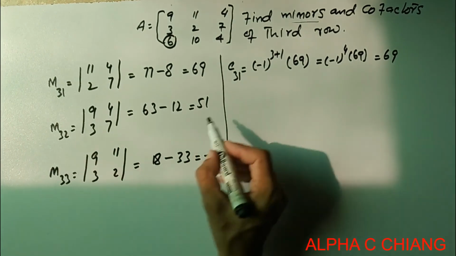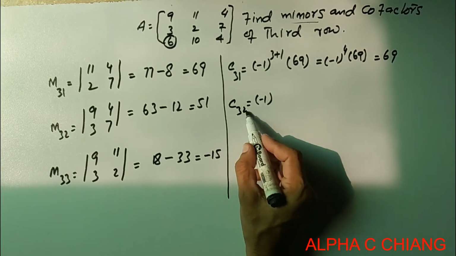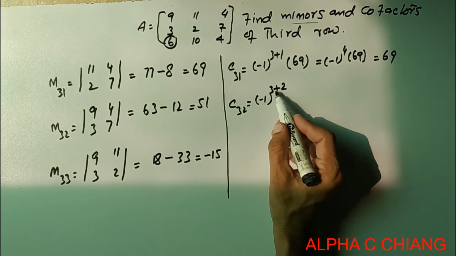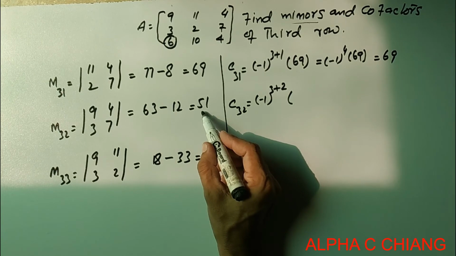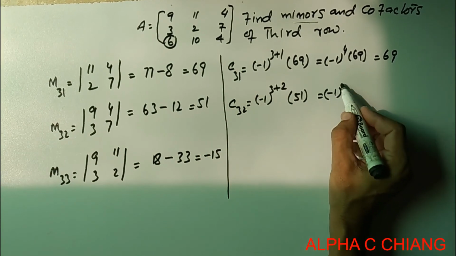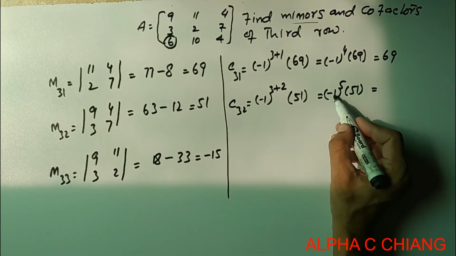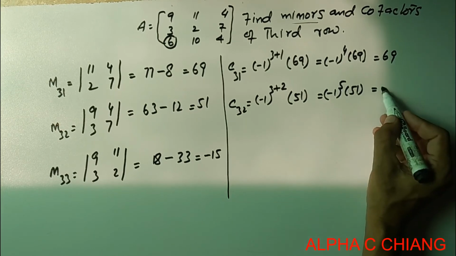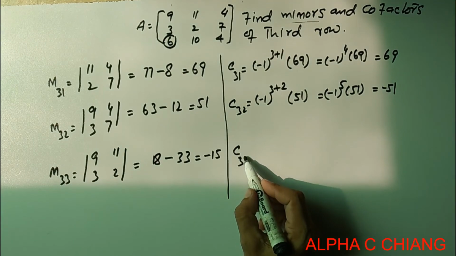Now 32, I can write C32. Minus 1 raised power 3 plus 2. Third row and second column. So we can leave third row and second column. And the answer of the 32 minor is 51. So minus 1 raised power 5 into 51. So minus 1 raised power 5, that is minus 1. So minus 51. And lastly, C33.